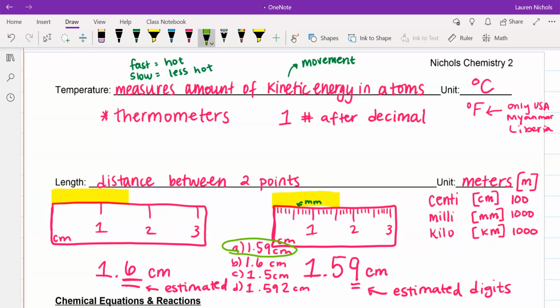And we can go through what would be wrong in each. A would be our correct answer. 1.6 does not have an estimated digit. 1.5 centimeters also does not have an estimated digit, but 1.592 has two estimated digits, and you can only have one. And so that's kind of what's going on here with these rulers. So depending on the ruler and how small your graduations are, depends on how many decimals your answer should have.